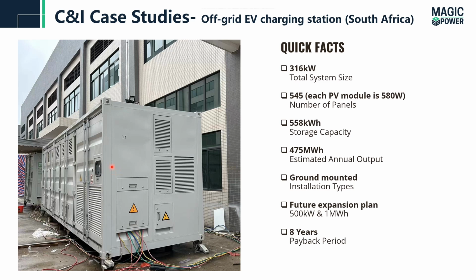The next one is a container size, a 40 feet container, for an off-grid EV charging station in South Africa. The quick facts for this project: the total system size is 316 kilowatts, which is the solar panel capacity, and each panel is 580 watt. The total number of solar panels installed for the system is 545. The storage capacity is 558 kilowatt hour. Estimated annual output for the system is 475 megawatt hour.